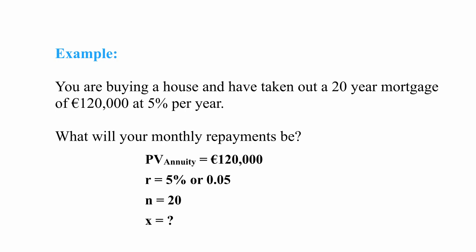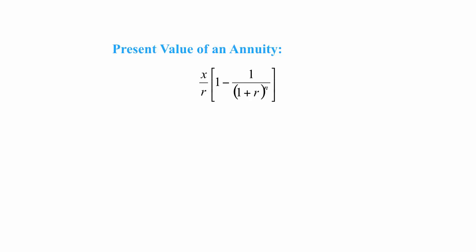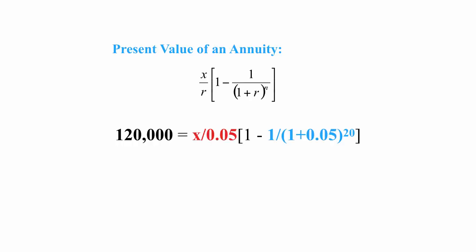That's going to be equal to the formula. And in that formula, r is your 5%, or 0.05, n is 20, and we need to find X. So that's your formula. We put the 120,000, which is the present value of the annuity, equal to all of that there. I've highlighted the parts in red, black and blue so that we can see how we progress through each stage of this calculation.